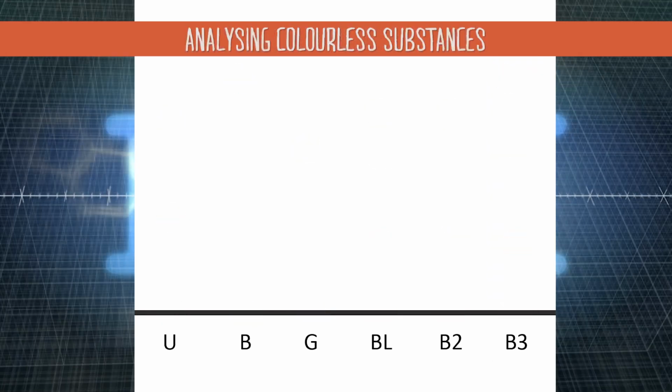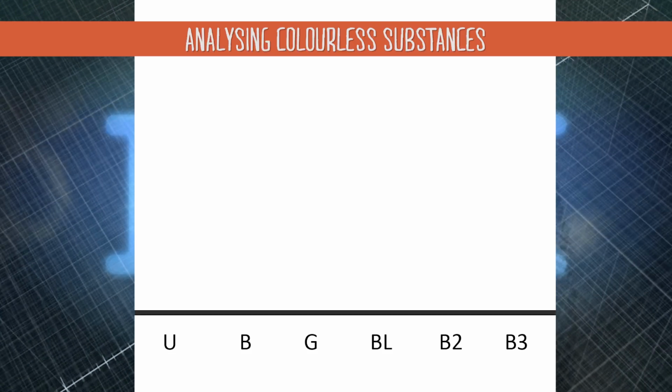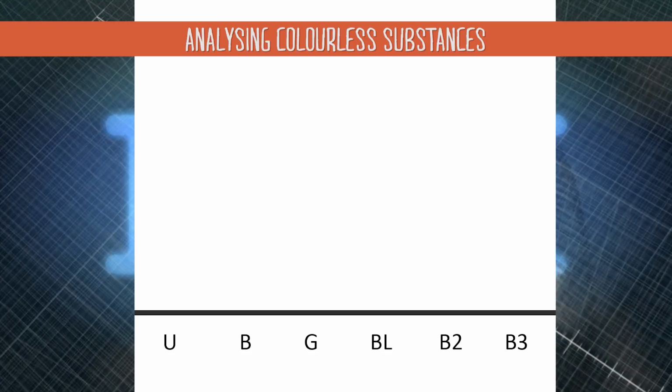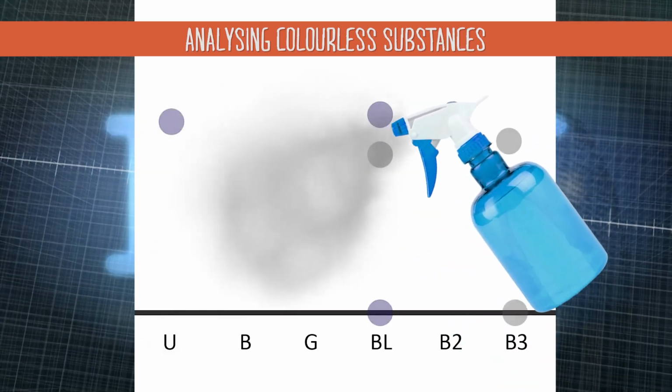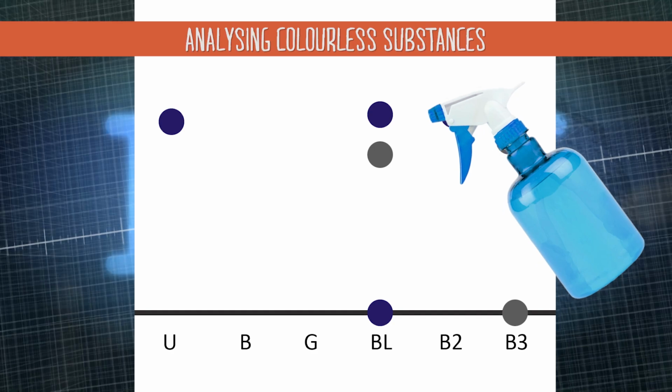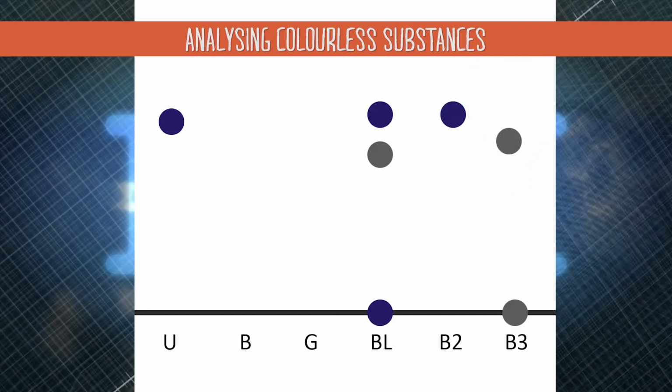Sometimes the mixture you are separating is colourless, such as the mixture of amino acids. In this case, a locating agent, such as ninhydrin, is used to show the position of the dots. It's sprayed onto the paper and will react with the substances to show their location.